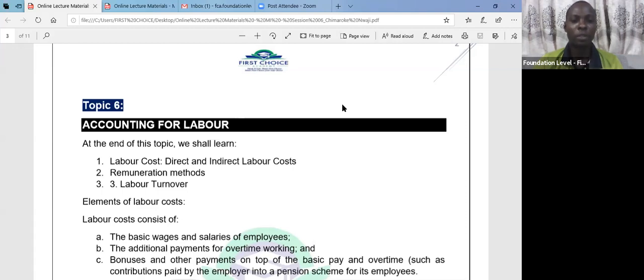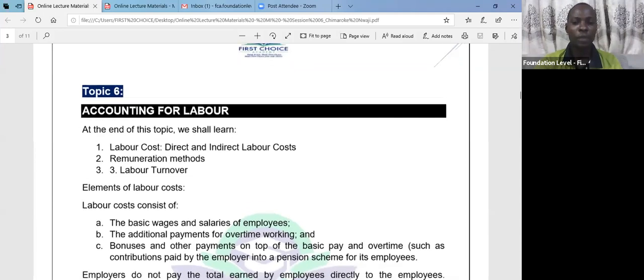labor, so to speak? At the end of this topic, we shall learn labor costs, and we can see them as direct and indirect labor costs. We're going to know what they are, what they consist. Then we'll also look at remuneration methods. What is remuneration? Remuneration is payment for labor. We're going to see the methods that we use to pay for labor. And we're going to see what labor turnover is. So let's start right away.